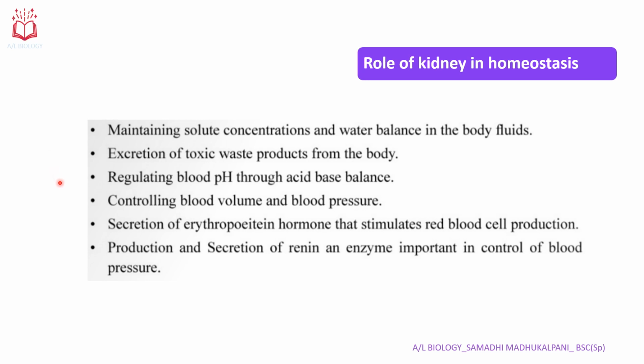It regulates blood pH through acid-base balance and controls blood volume and blood pressure. It secretes erythropoietin hormone that stimulates red blood cell production, and it produces and secretes renin enzyme that is important in control of blood pressure.